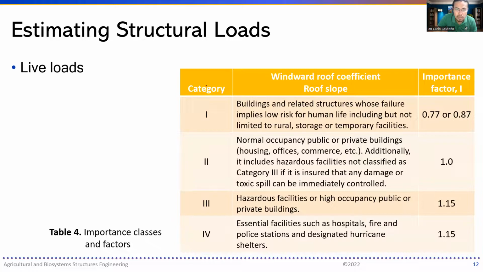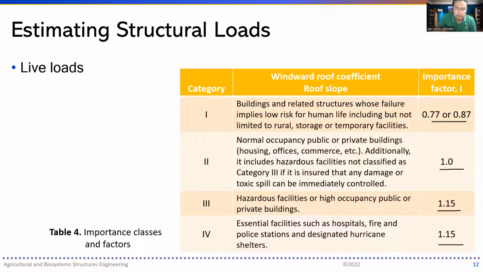For the importance classes, you have depending on the windward roof coefficient, roof slope, and the importance factor is easily determined using these factors based on the category of your building. And it is dependent on the type of the building and the risk that it has for human life. If it's hazardous or high occupancy, that is a public or private building, you have to consider a higher importance factor. This is similar to the safety factor introduced in machine design, if one is familiar with that design process.